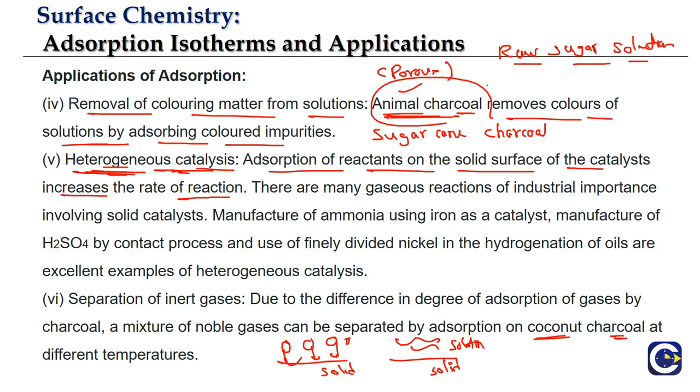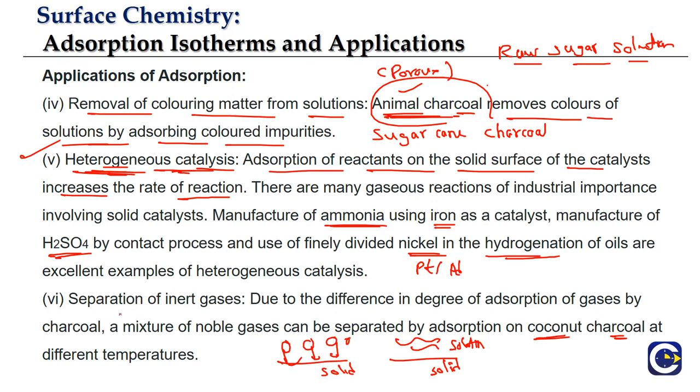And commonly, like in most industrial manufacturing processes, like the manufacture of ammonia in the Haber's process, we use iron as a catalyst. The contact process for the manufacture of sulfuric acid, and even the hydrogenation of oils where we use nickel or platinum or palladium as a catalyst, all of this is based upon the idea of adsorption. So we'll see how adsorption is able to increase the speed of the reaction when we go to catalysis. But this is a common observation that adsorption is the reason for enhancing the speed of the reaction.